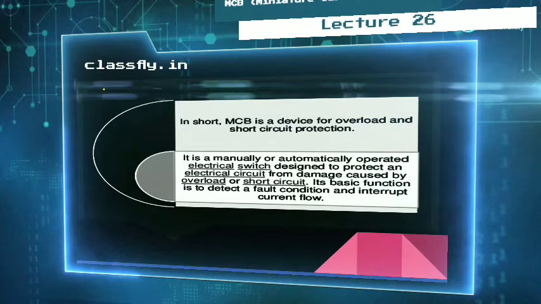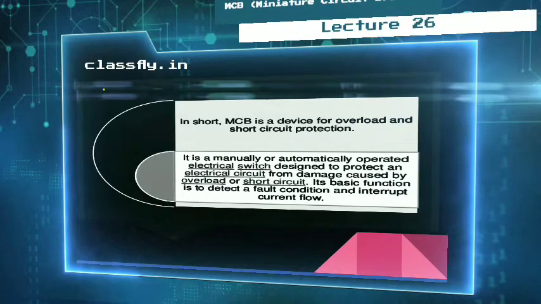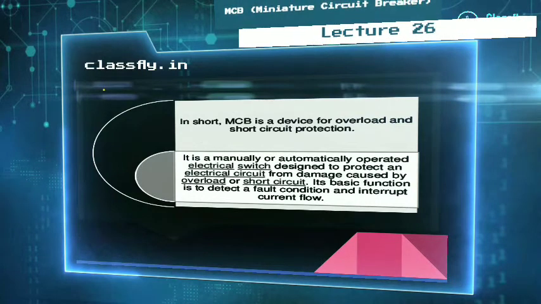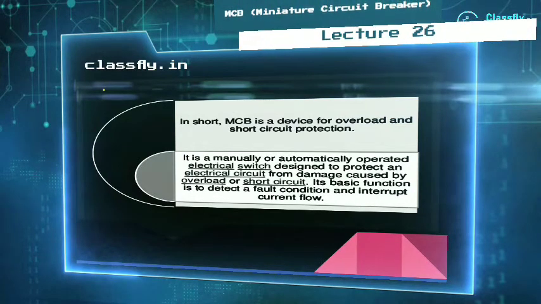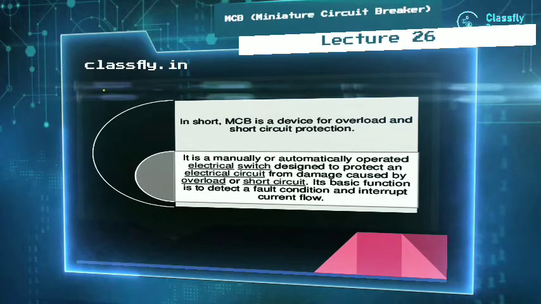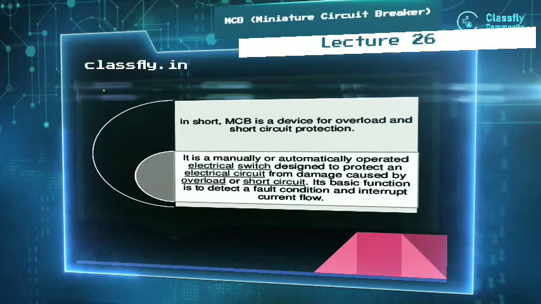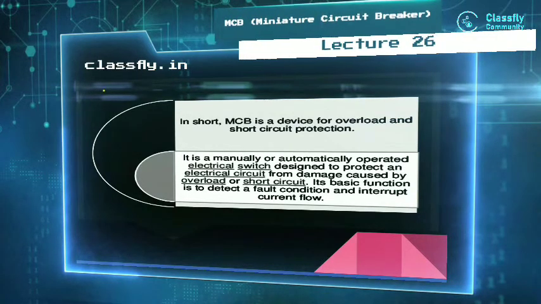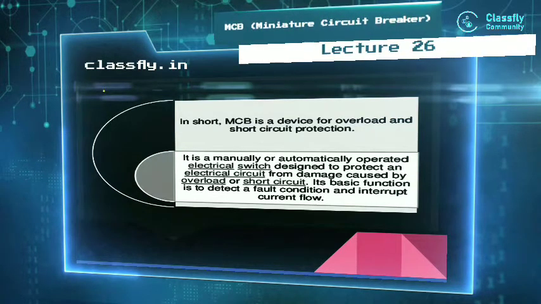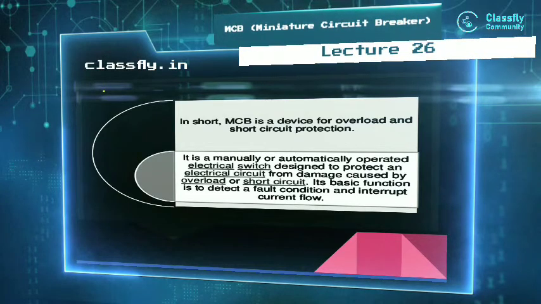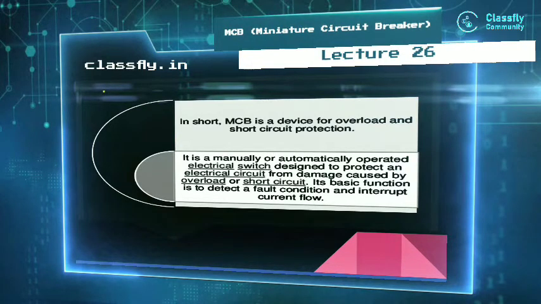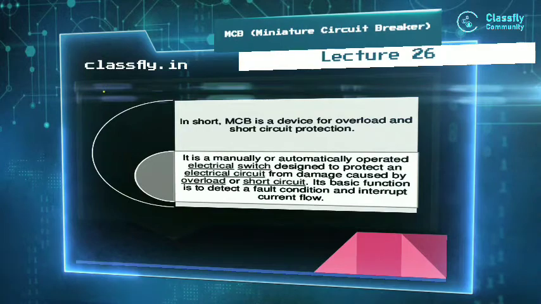It is a manually or automatically operated electrical switch. It can be operated manually as well as automatically. It is designed to protect an electrical circuit from damage caused by overload or short circuit. Basically, the MCB's work is to manage and give protection to the appliances in the household, so there will be no damage to those appliances. Its basic function is to detect a fault condition and interrupt current flow. So what is its function? Whenever it finds any abnormal condition like a short circuit, it will interrupt the flow of the current, okay.